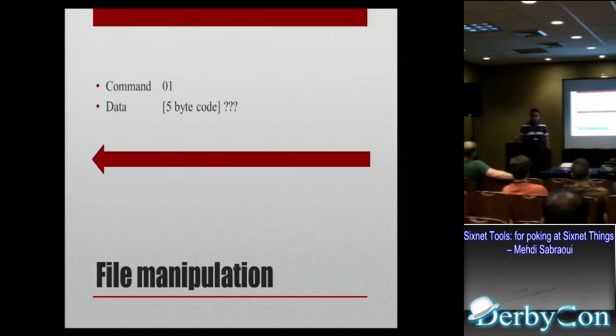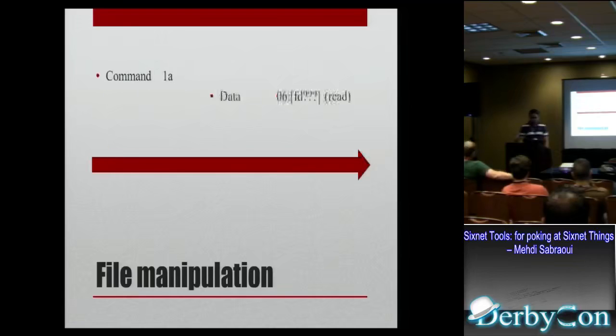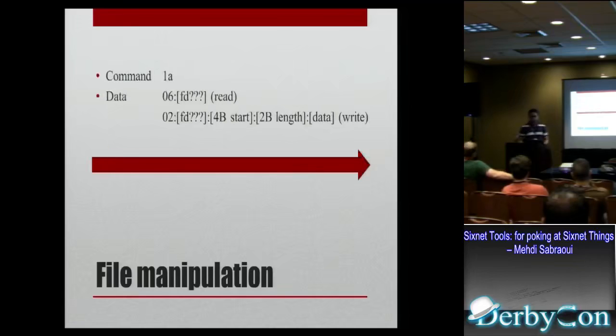So the RTU responds with acknowledge, just like it would in Modbus, and some weird 5-byte code, which is probably the file descriptor. And then to continue on the reading and writing, it's 1A again, but different following bytes. 06 this time for read, followed by the file descriptor. And then for write, it's the file descriptor, then the byte at where it's going to start writing the file, and then the length that you're going to write and the data that's actually going to be put into that file.